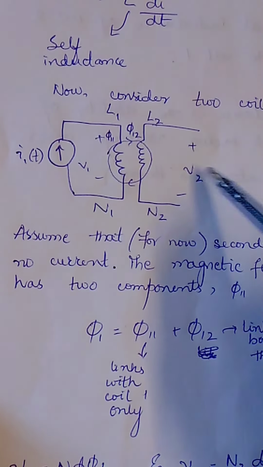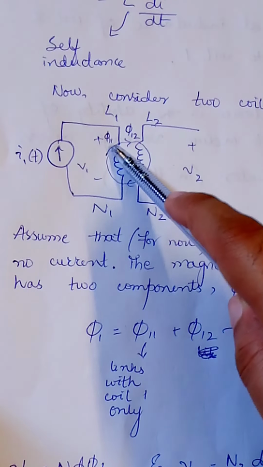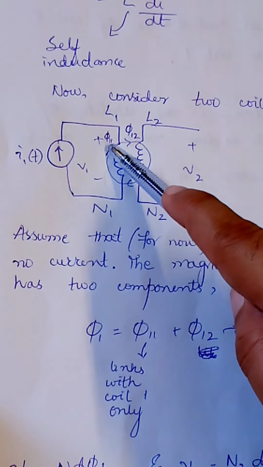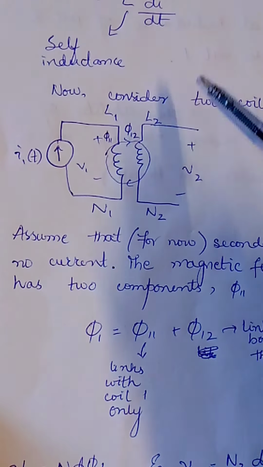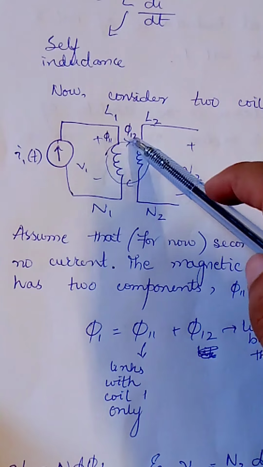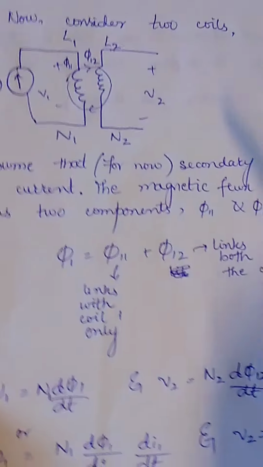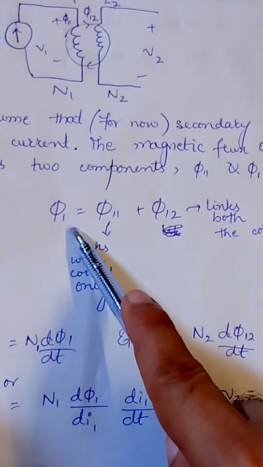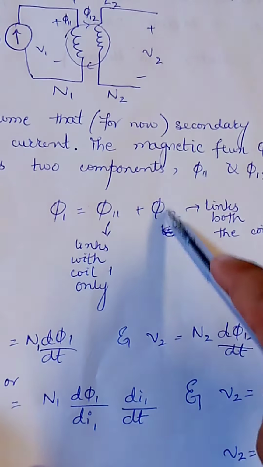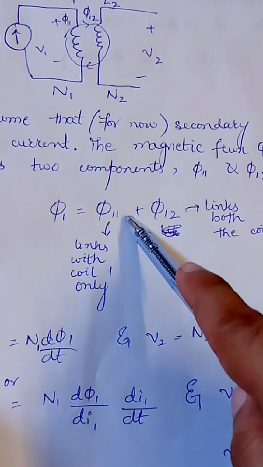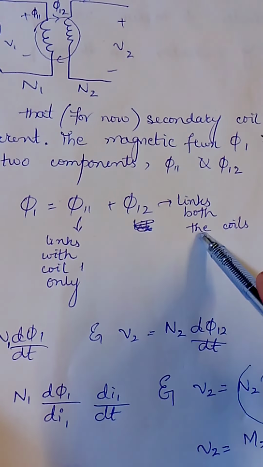So we are considering the circuit which I discussed earlier. Here this phi 1 is due to the current I1, and this phi 1 would affect not only this coil, L1, but also the coil L2. The flux linking between these two coils is phi 12. So here we can see how the total flux in coil 1 depends upon the self inductance flux and the mutual inductance flux, which means that phi 1 is linked only with coil 1, and phi 12 is linking both the coils.